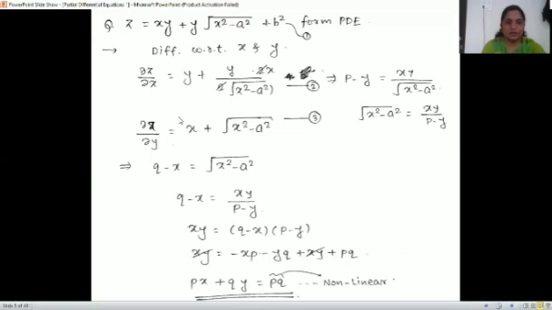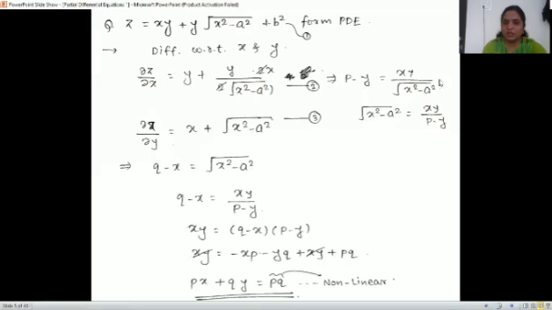And ∂z/∂y is, take the derivative with respect to y where x is constant. So x is as it is, and with respect to y the derivative, this term also as it is, the derivative of y is 1. And the derivative of b square is 0. So we get ∂z/∂y is q. So q minus x is equal to root x square minus a square. That is, q minus x is root x square minus a square.